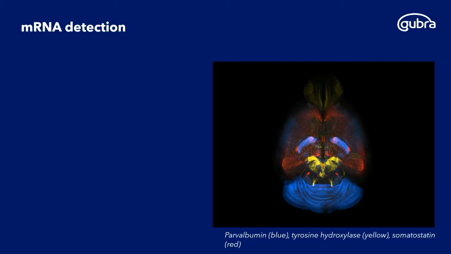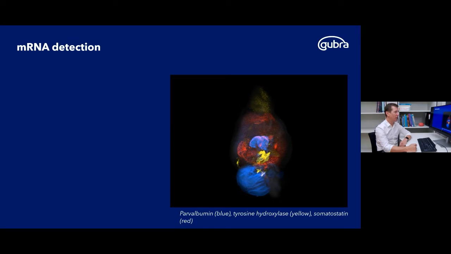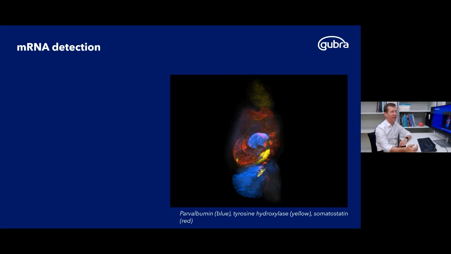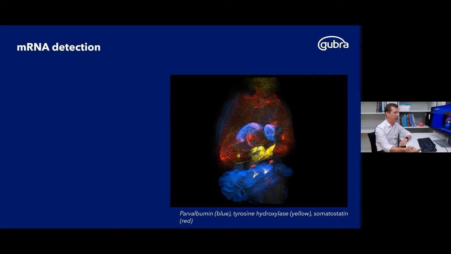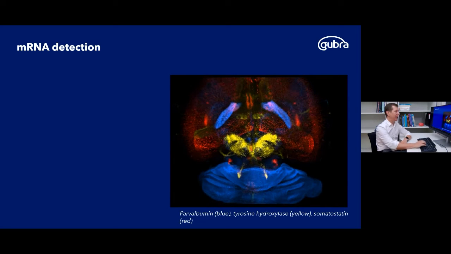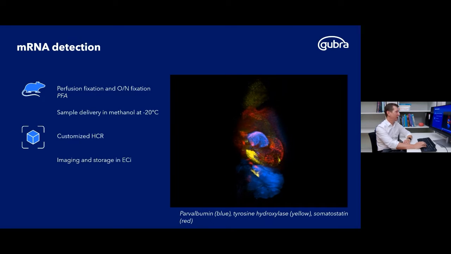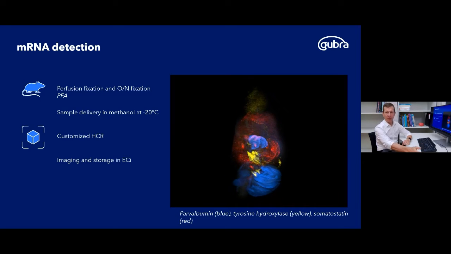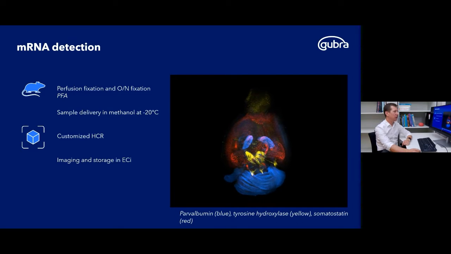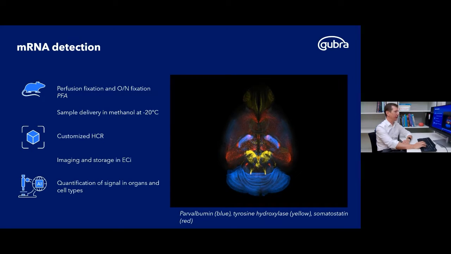And finally, I will briefly discuss mRNA imaging, so 3D in situ hybridization. So here you can see a movie of a mouse brain where we visualize 3 different mRNA targets: parvalbumin in blue, tyrosine hydroxylase in yellow, and somatostatin in red. And in this case, we fix the mouse by perfusion with paraformaldehyde. We store the sample in methanol at -20 degrees Celsius, and then use hybridization chain reaction technology to visualize the transcripts in the brain, and then quantify it afterwards.